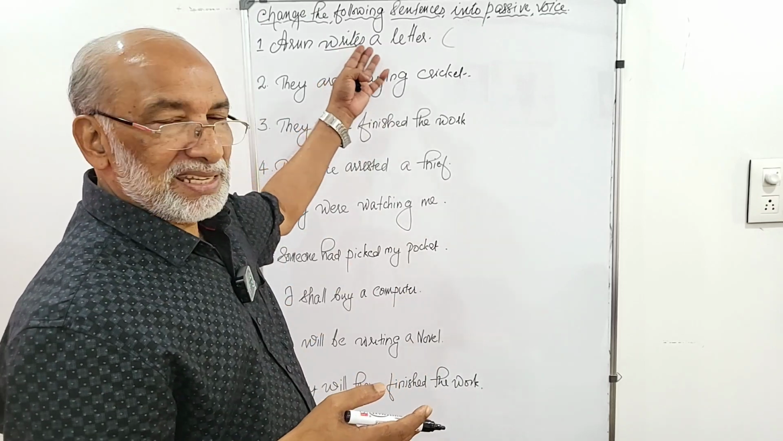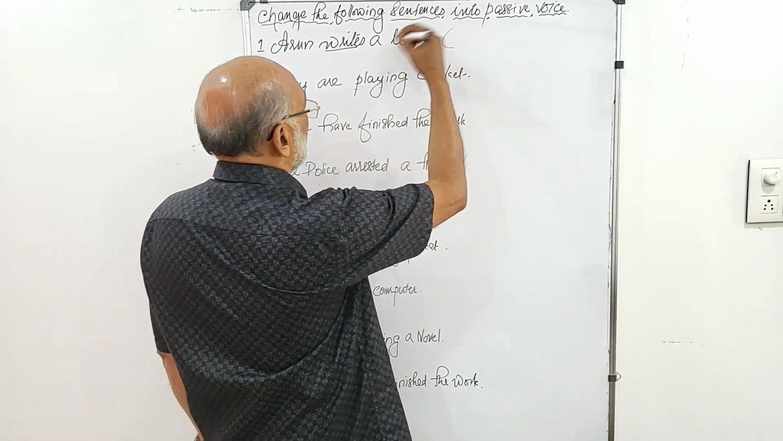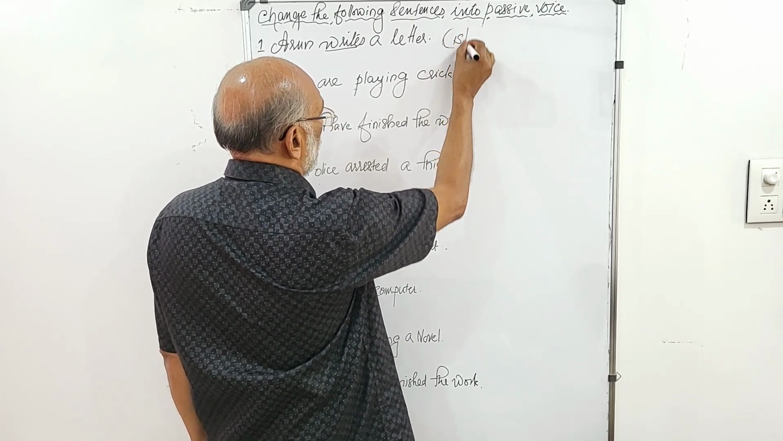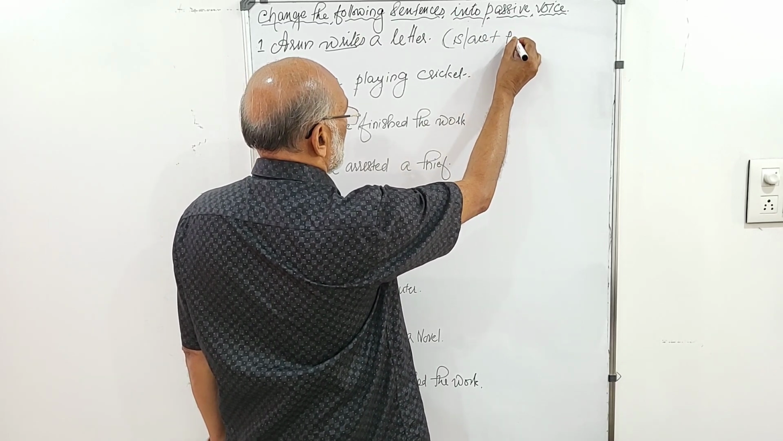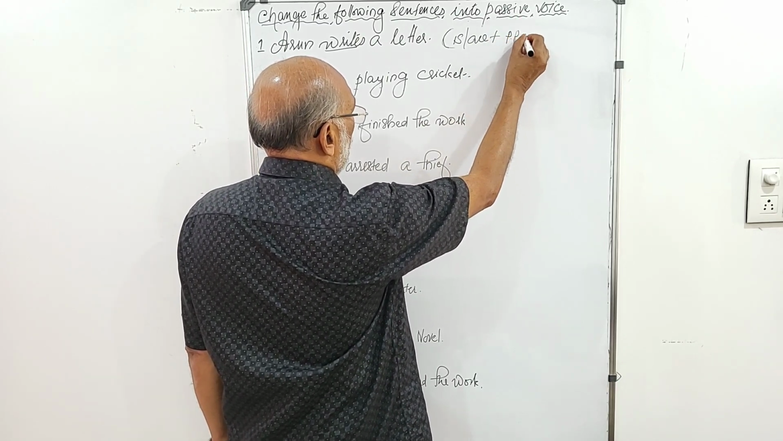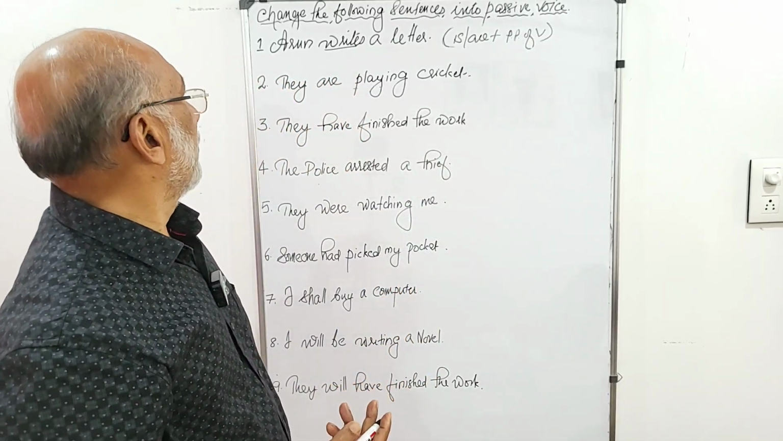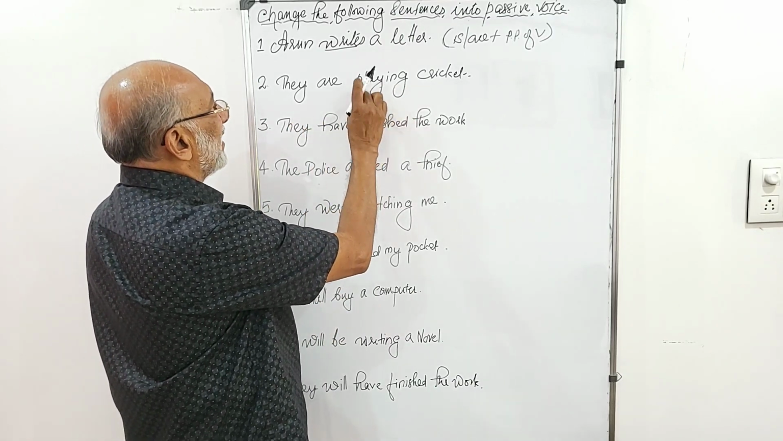The important thing is the change in the tense. So, what will be the form of the verb in the passive? Is or are plus past participle of verb, or we can say verb 3. Now coming to the second one, they are playing cricket.